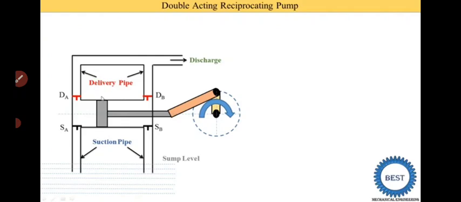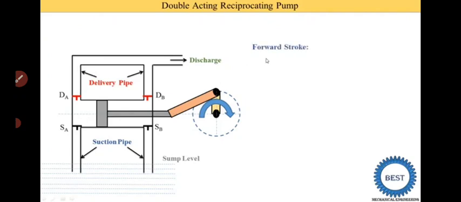Okay, so this is the piston, this is one side and this is the other side. On both sides, suction and delivery take place simultaneously. It is known as the double acting reciprocating pump. Simultaneously means when suction takes place on one side, delivery stroke takes place on the other side. That is known as the simultaneous stroke.